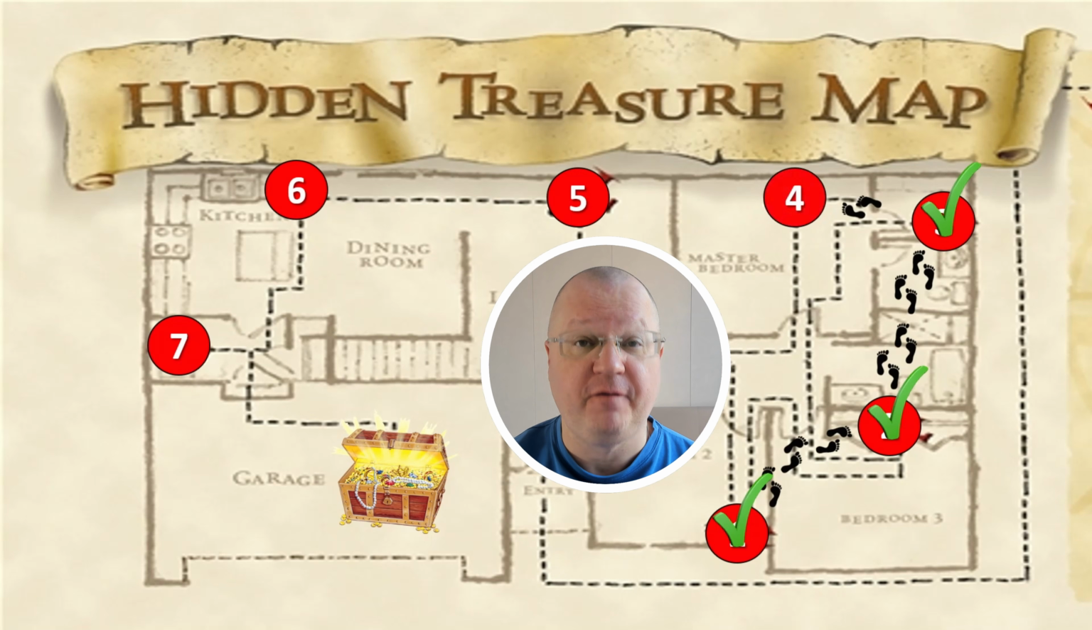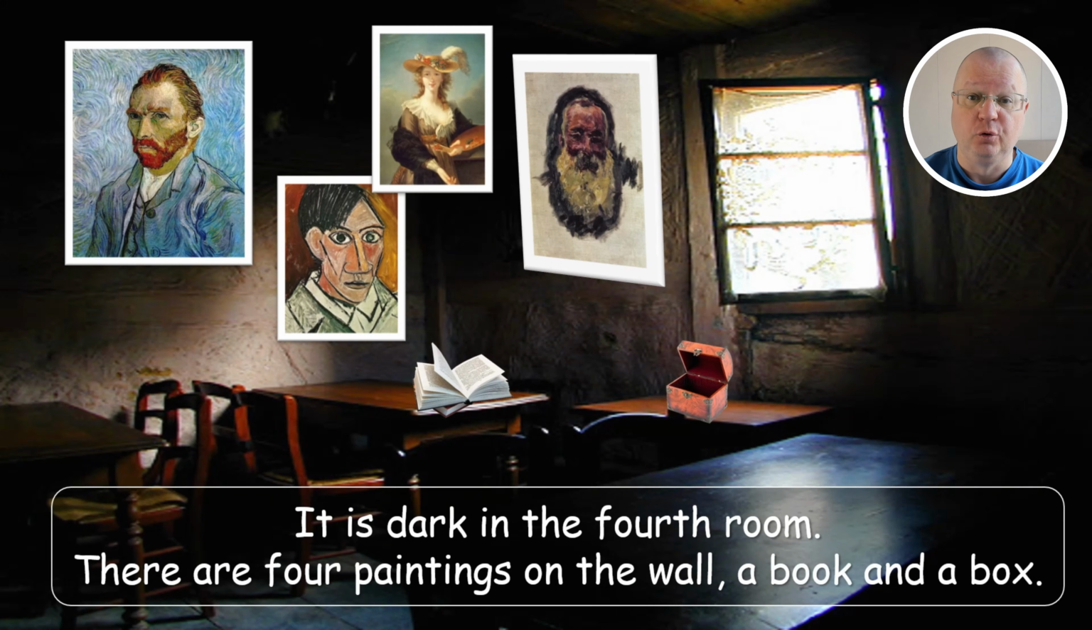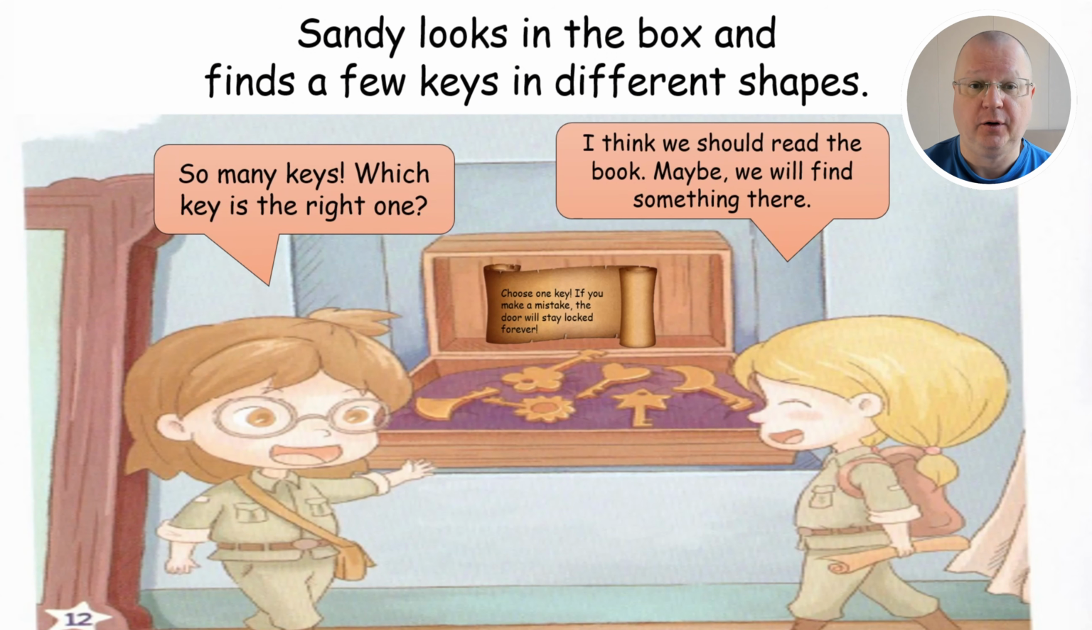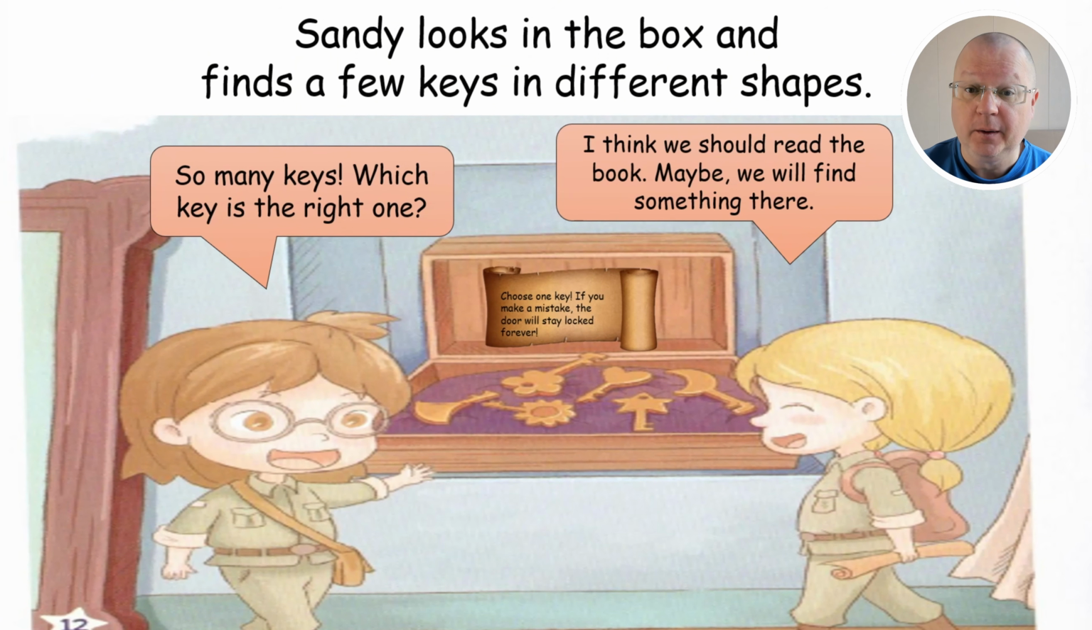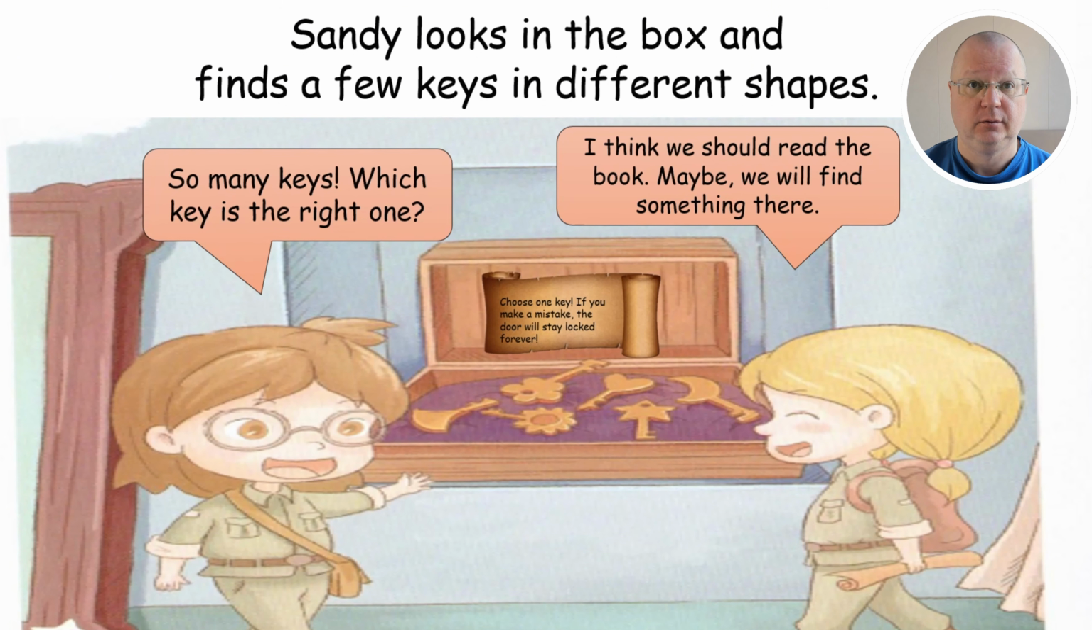This is one of my favorite activities. In this lesson, students need to solve 8 puzzles to get a key that unlocks the next room. The final room hides the treasure. We are now in room 4. There are 4 paintings on the wall, a book and a box. Sandy, the main character in the story, looks in the box and finds a few keys in different shapes.